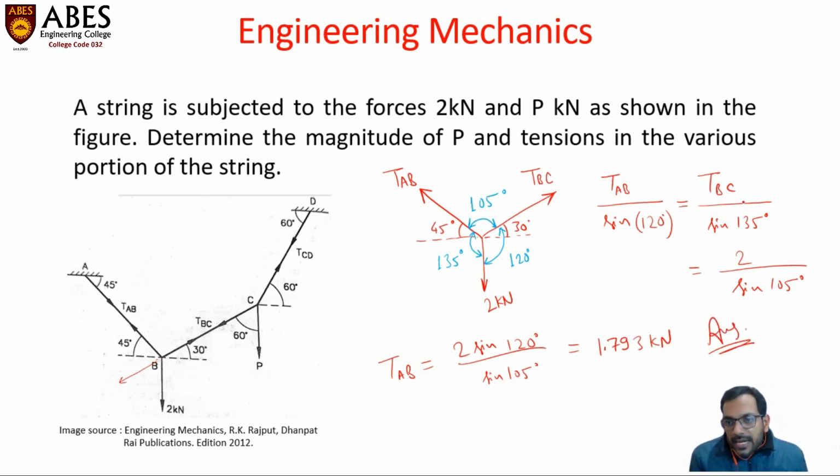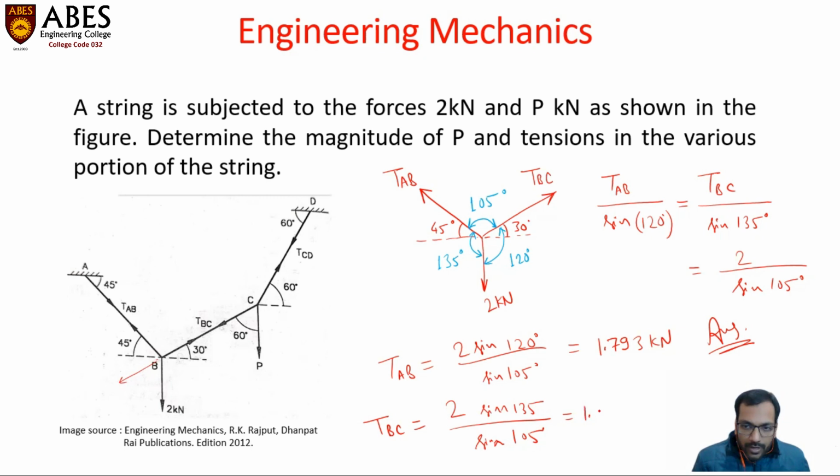Similarly, if we consider the second and the third term, we can calculate the value of TBC. TBC will be equal to 2 sine 135 upon sine 105 degrees. By calculation, this value is coming to be 1.464 kilonewton. So this is the second answer.